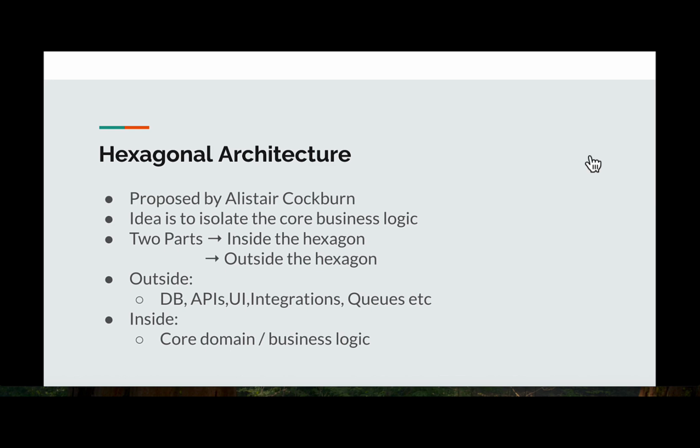Visualize your application as a hexagon, with the business logic at the center, and outside of the system you have all these components like DB, API, UI. All the components outside of the system don't talk directly to the core system inside the hexagon. They have to go through ports or adapters. So let's do one thing, I'll draw one picture to understand more.